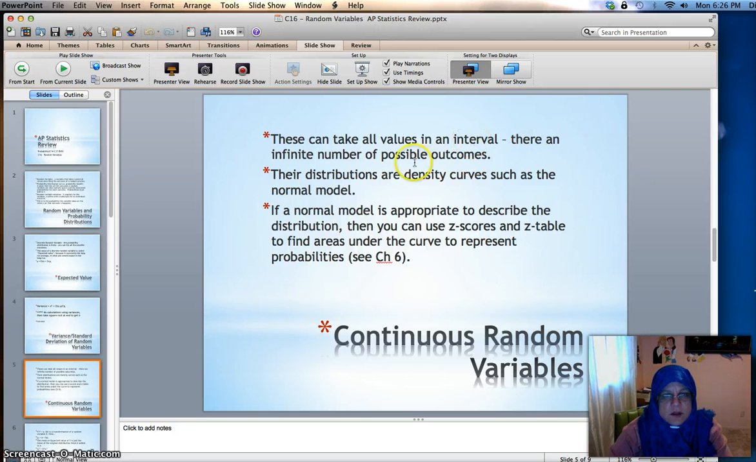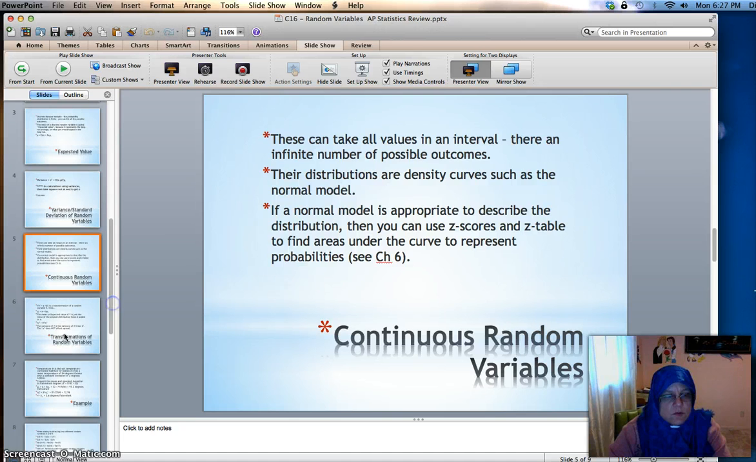Now, if you have a continuous random variable, that means that these can take on all values in an interval. There are an infinite number of possible outcomes, right? Because you could be anything from 1 to 2, for example, including any decimal variation in there. So there's really an infinite number of outcomes possible. Their distributions are density curves, such as the normal model. If a normal model is appropriate, and those are mainly the ones that we looked at in AP Stats, then you can use z-scores in a z-table to find areas under the curve to represent the probabilities. So then those problems become just like Chapter 6 problems that we've already reviewed.